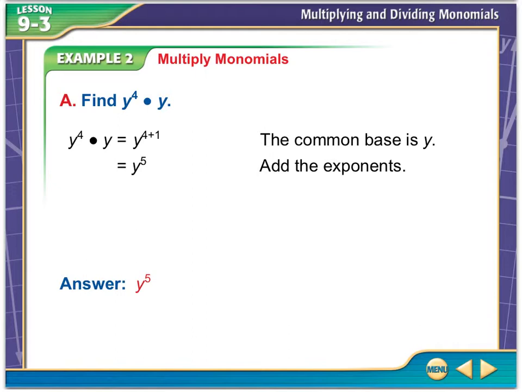Okay, part A. Find the product of y to the 4th and y. The first thing we need to do is check and make sure that we're looking at a common base. So we do have a common base here of y and y. And because it's a common base, we can use the product of powers rule that we learned at the very beginning. So now we're going to have y to the fourth times y raised to the first. We can add our exponents together, and that is going to give us y to the fifth power. So our final answer is y to the fifth power.